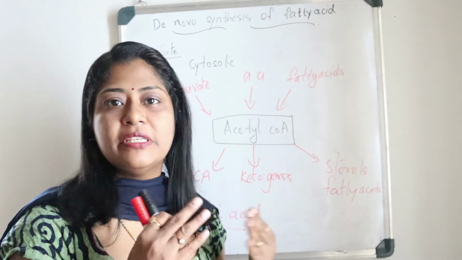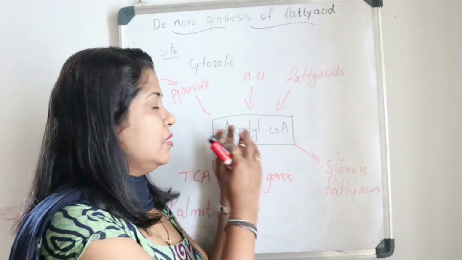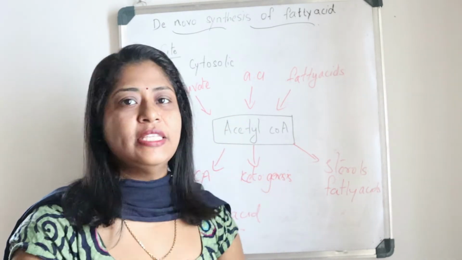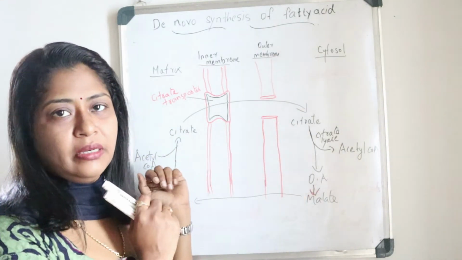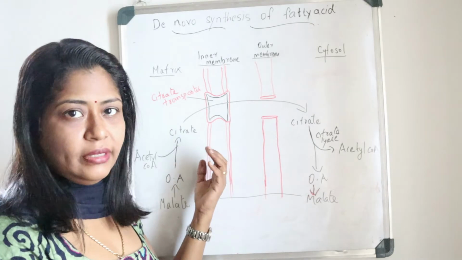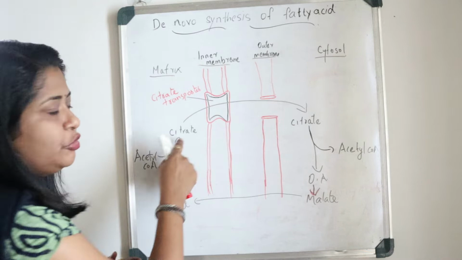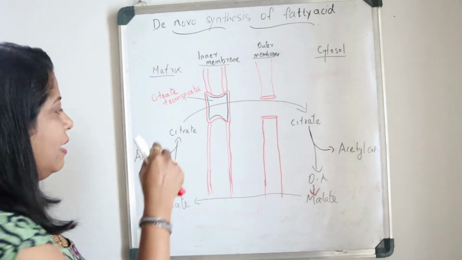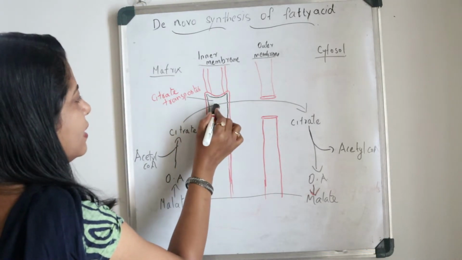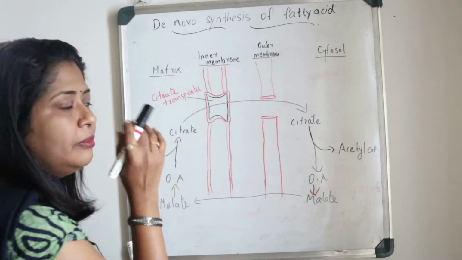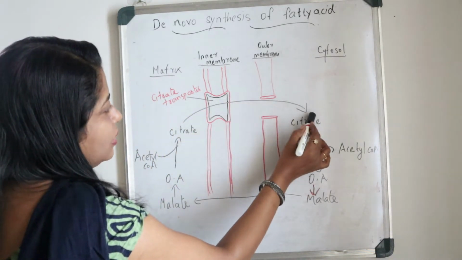And there comes the importance of the citrate transporter. So we can see how this acetyl-CoA formed in the mitochondria is transported into the cytosol. Acetyl-CoA as such cannot pass through this membrane, so it is first converted to citrate. This acetyl-CoA will combine with oxaloacetate and form citrate. And the citrate is transported by the citrate transporter or tricarboxylic acid transporter that is present in the inner membrane of the mitochondria, and it is carried to the cytosol.